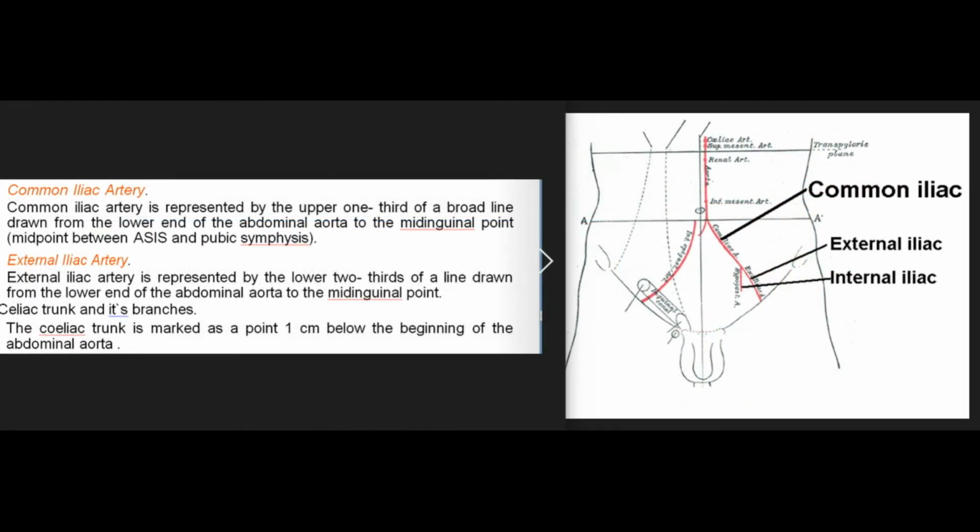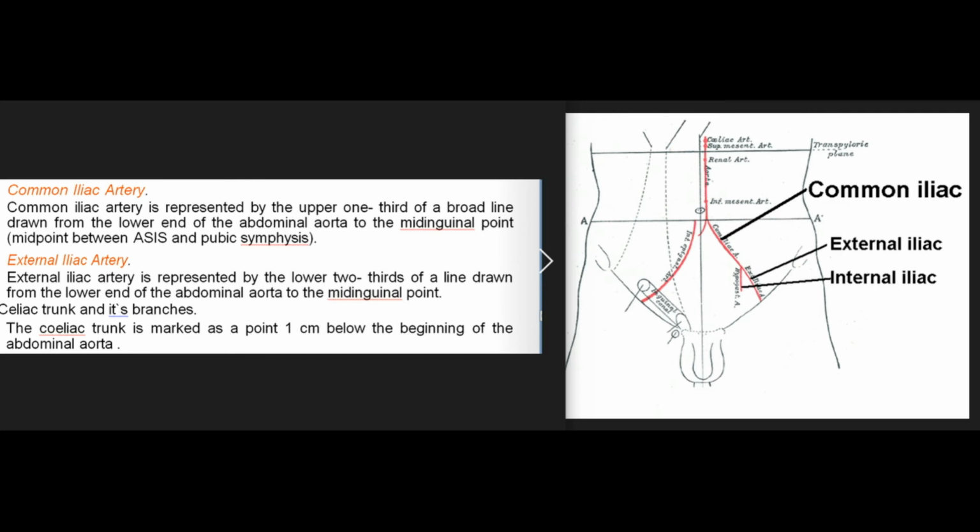Common iliac artery. The common iliac artery is represented by the upper 1/3 of a broad line drawn from the lower end of the abdominal aorta to the midinguinal point, midpoint between ASIS and pubic symphysis. External iliac artery. The external iliac artery is represented by the lower two-thirds of a line drawn from the lower end of the abdominal aorta to the midinguinal point.